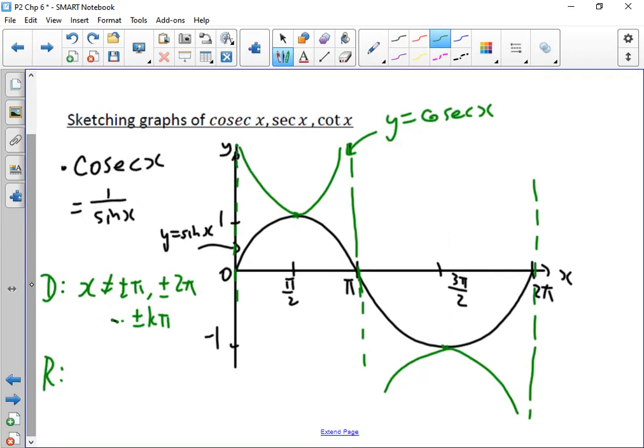R is the range. What y values can the green graph take? You can see the green graph starts from a minimum of 1 for the positive part and from -1 for the negative part. That means for the range, f of x has to be greater than or equal to 1, or f of x has to be less than or equal to -1. So that's the cosec x graph.